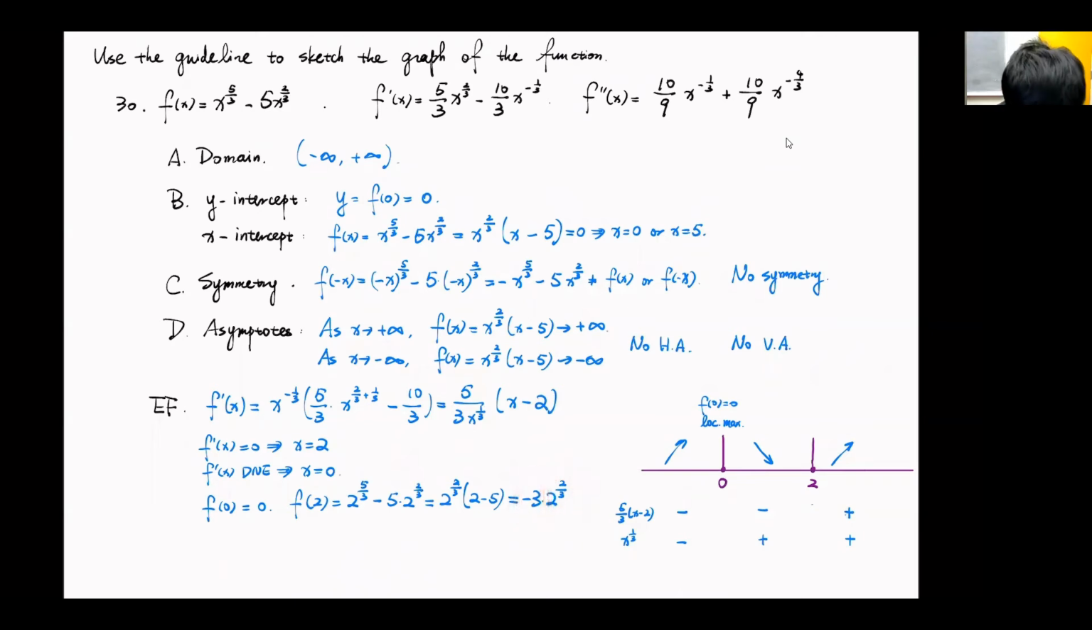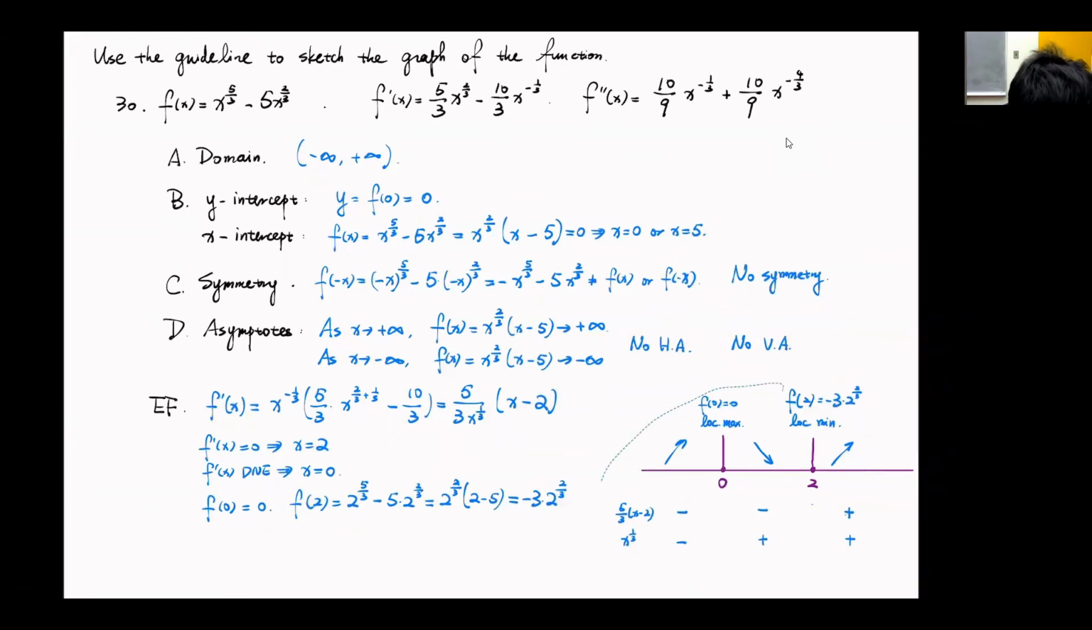So I think what I will get is going to be a number between -3 and 6. Okay, let's keep that in mind. So I will get f of 2 equals to minus 3 times 2 to the 2/3 power. So this guy is a local minimum. Okay, so that's the part E and F.